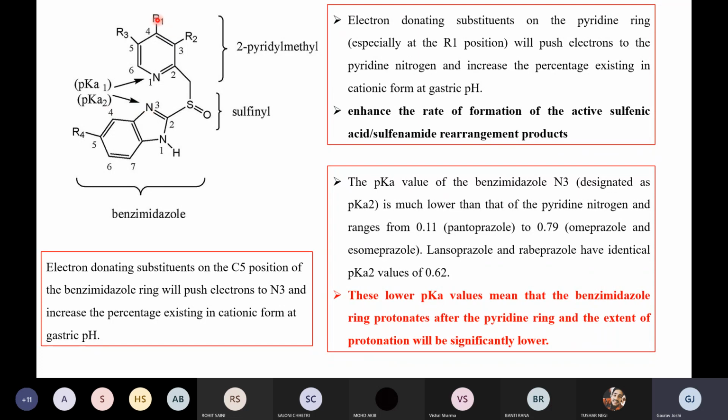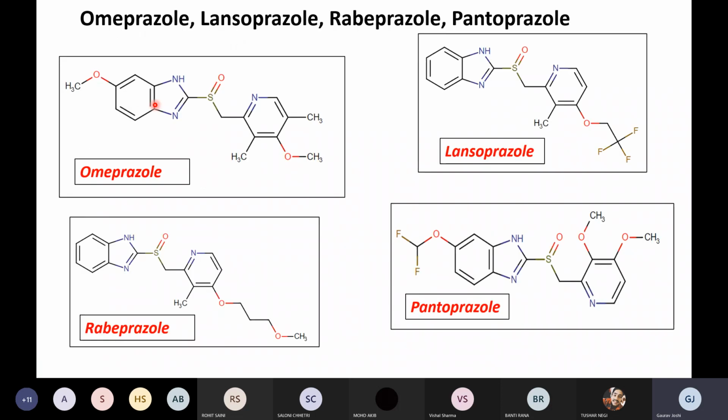So the same thing in the R1, we are putting the electron donating group. In the same way we can put the electron donating group at the R4 position of the benzimidazole to increase the electron density at this N3, right? So I'll be showing you some examples, right? Now see this thing, we are putting an electron donating group in the benzimidazole fourth position. See, this is again one of the molecules where we are doing this, right?